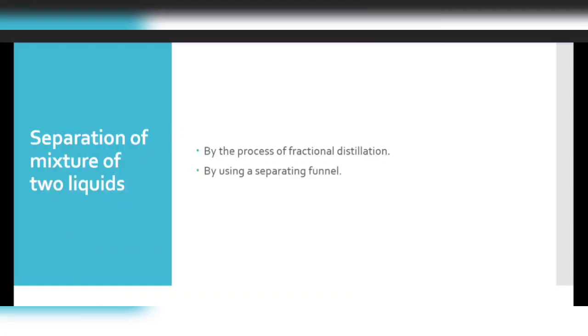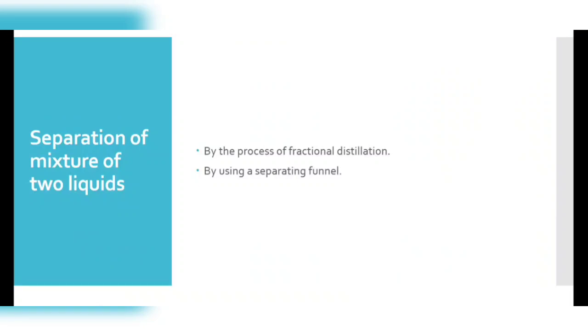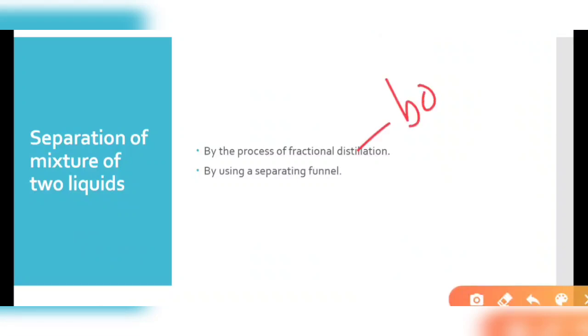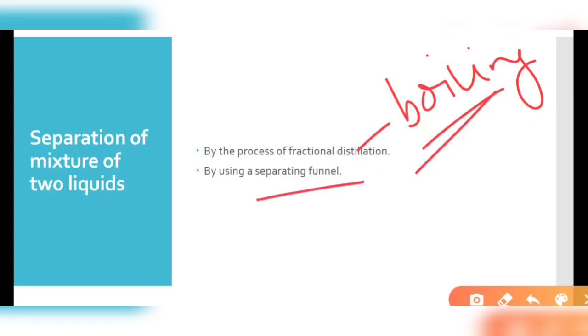In our previous video we learnt how to separate a mixture of different solids, and a solid and a liquid. Now we come to the point of separating a mixture of two liquids. Liquids can be separated by their physical properties, by knowing their boiling points. If their boiling points are different from each other, we can use distillation, or we can use a separating funnel.